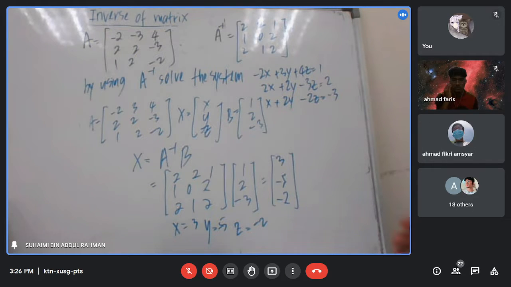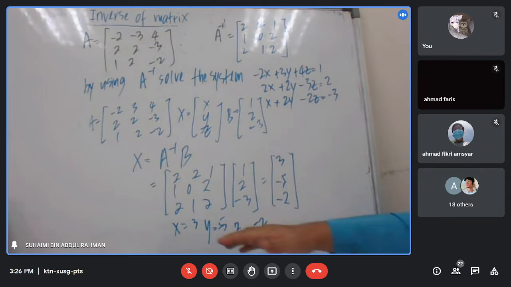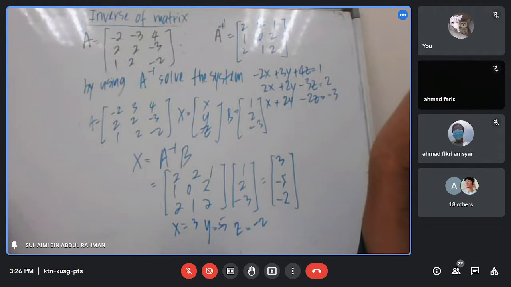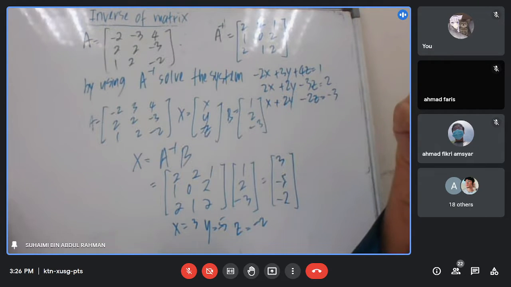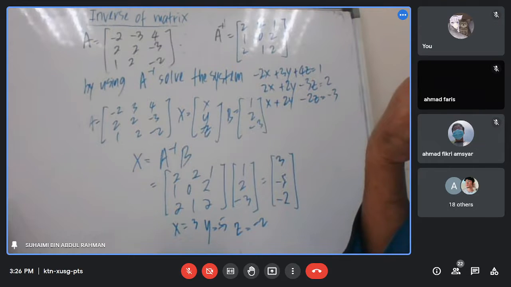So as we studied before, we can find those variables using Gaussian methods. We can find those variables X, Y, Z using Gauss-Jordan methods. And today we see that we can also find the values of X, Y, Z by using the inverse of a matrix.